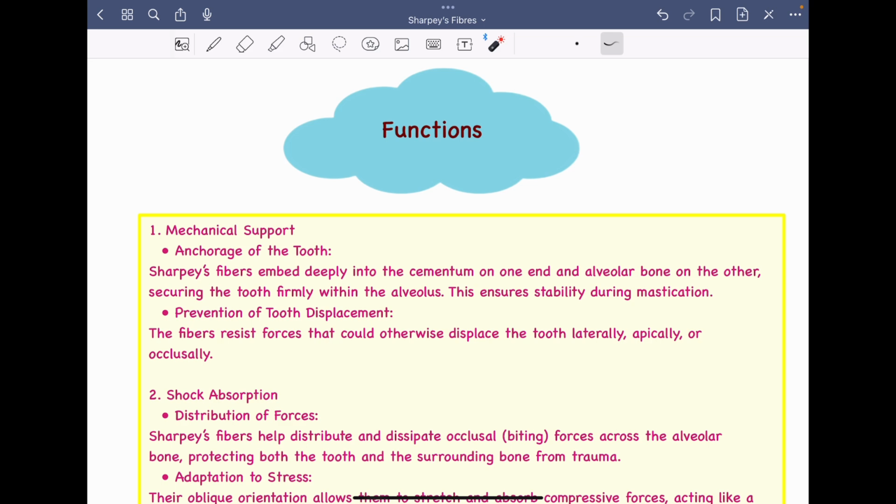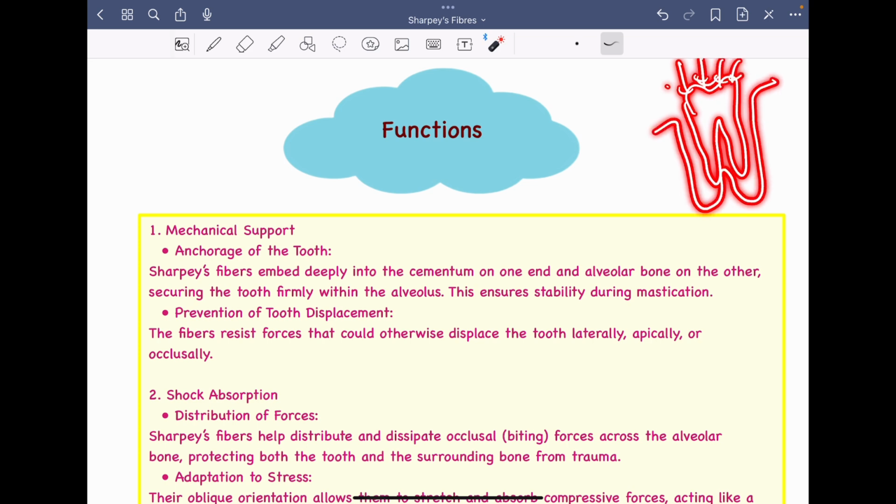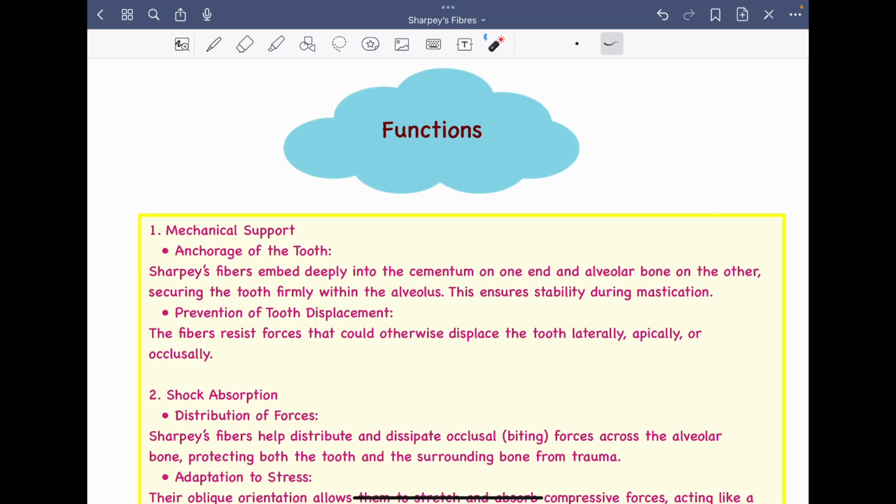So whenever forces of mastication are present, they tend to displace the tooth in all possible directions, like either laterally or apically or occlusally, right? So these fibers basically maintain the integrity of the tooth within the socket. Okay, next function is shock absorption.